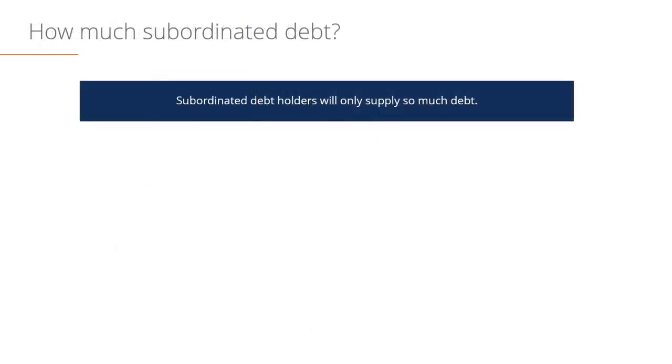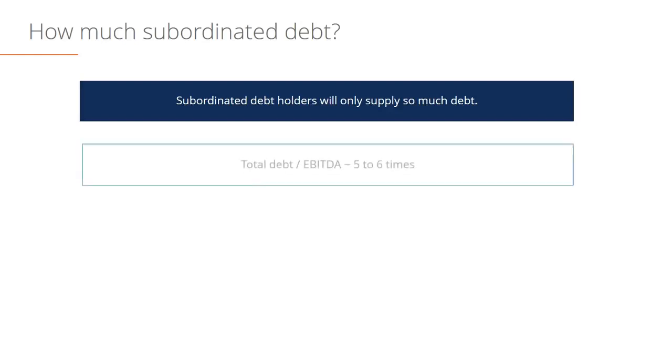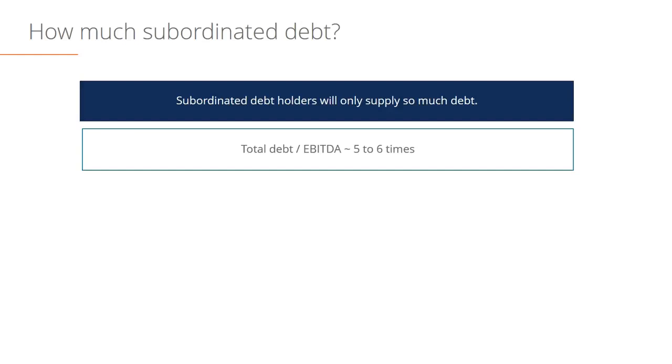And first, let's also look at how much subordinated debt a company can handle. So a business can only handle so much debt. And typically, the total debt to EBITDA could be up to 5 to 6 times. And if you recall from our senior debt presentation, if senior debt is 2 to 3 times, you sort of get a sense of how much sub-debt can be added onto that.